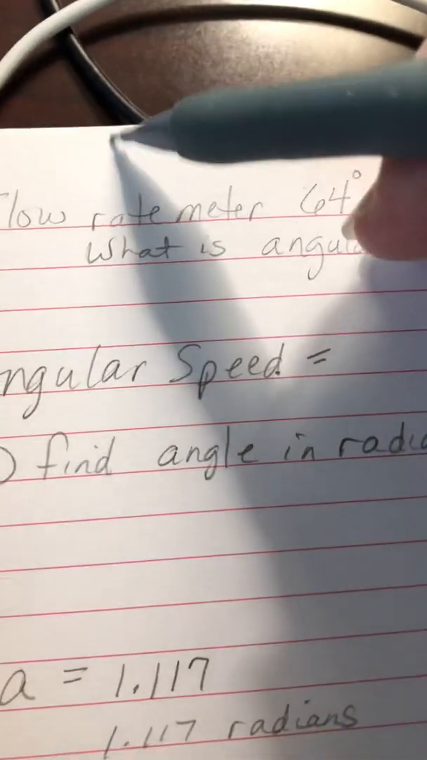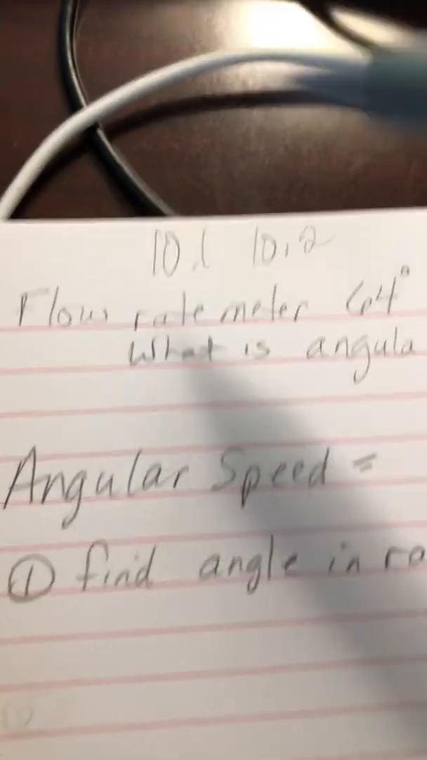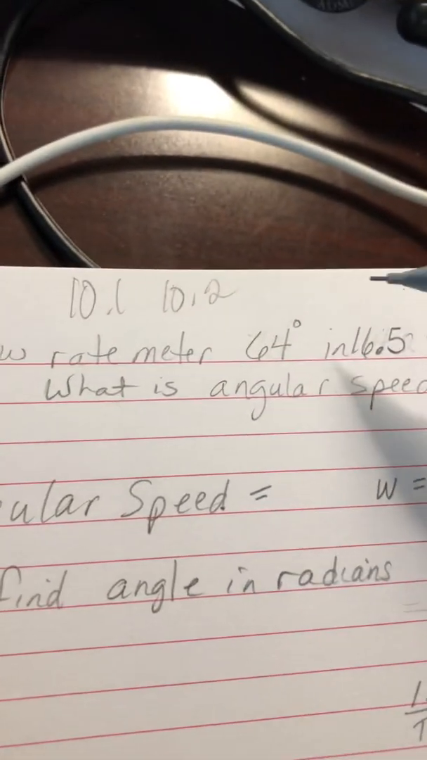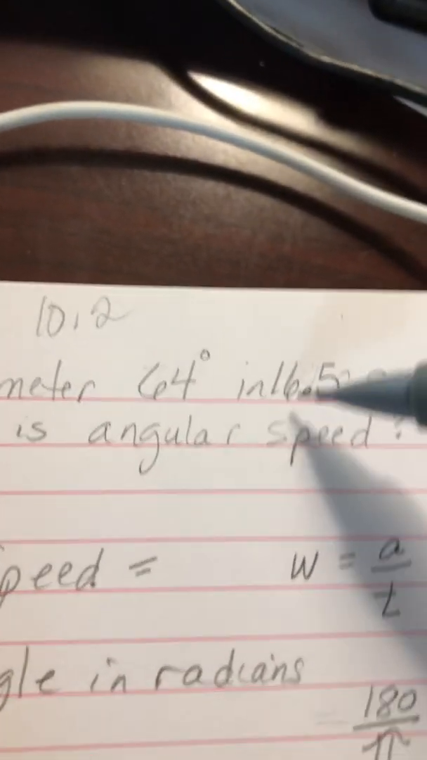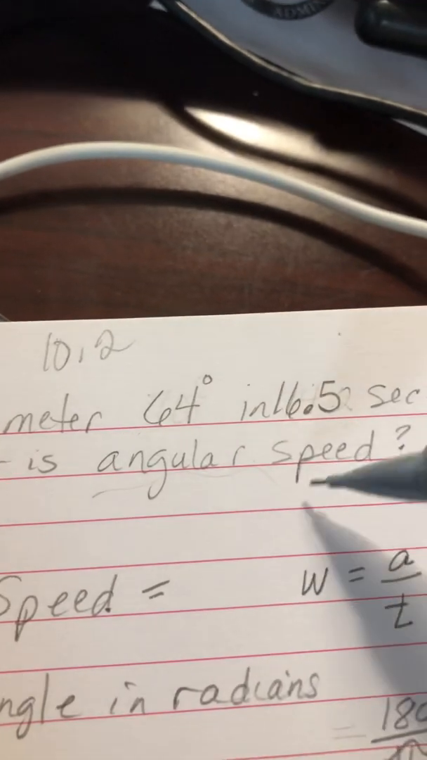Okay, this is from section 10.1, 10.2 in the applications. It says there's a flow rate meter, 64 degrees in 16.5 seconds. And they want to know what's the angular speed.